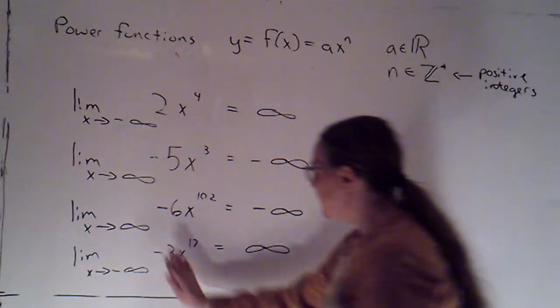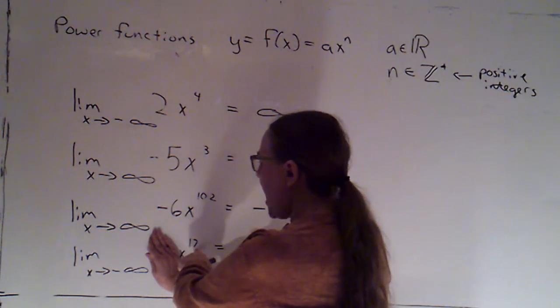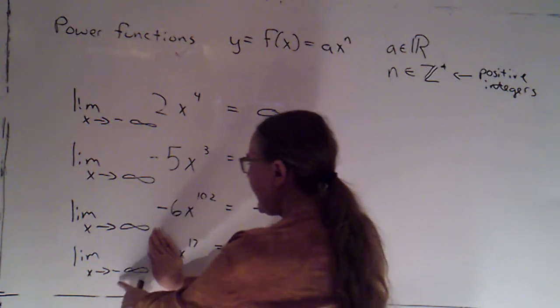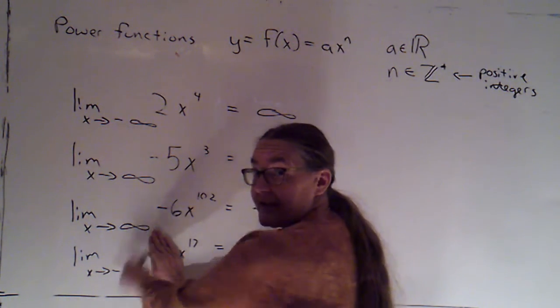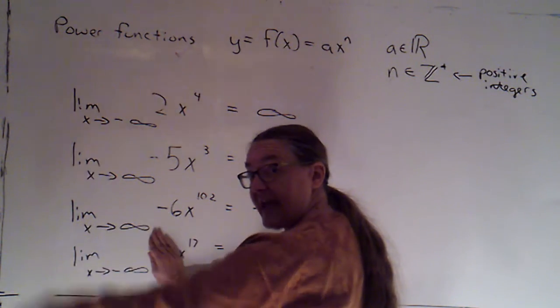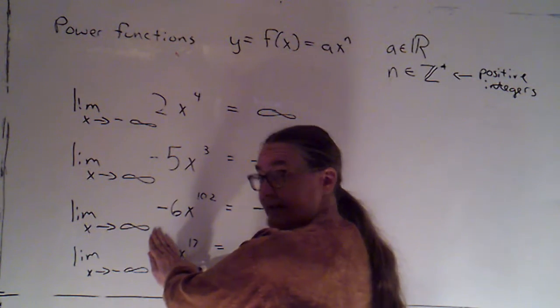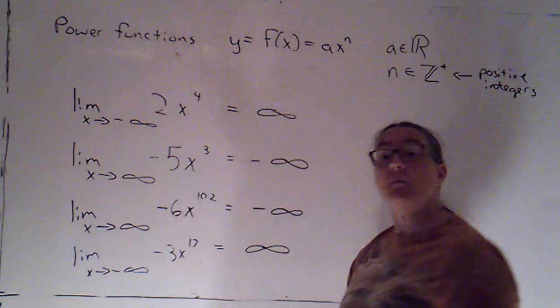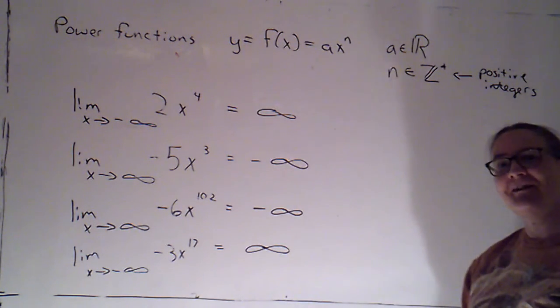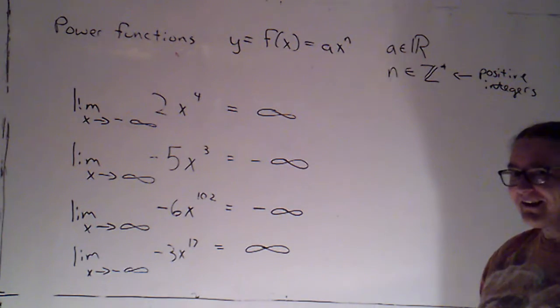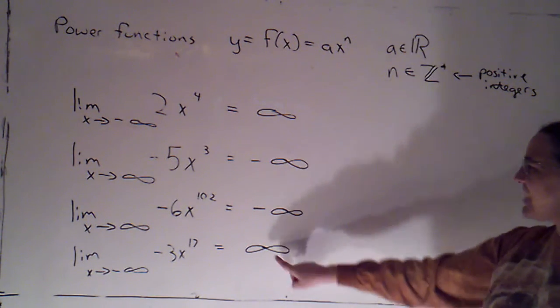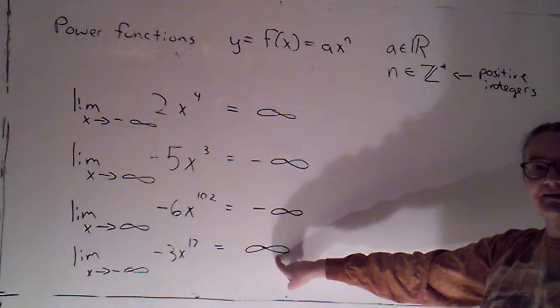And then this last one, I've got an odd power of x, and we're going to negative infinity. Odd powers go to negative infinity on the left side. So x to the 17th is going to negative infinity. We're going to multiply that by a negative number. That's going to do a vertical flip, change the direction in which it's going, so this limit is positive infinity.